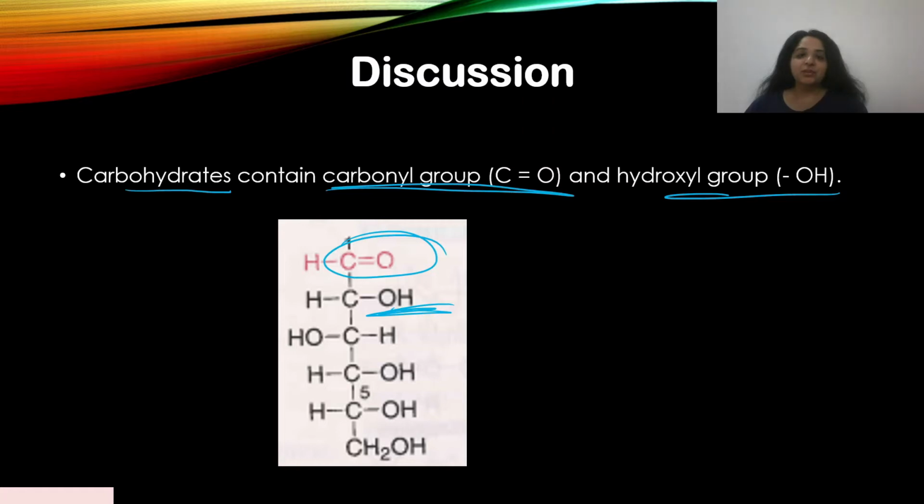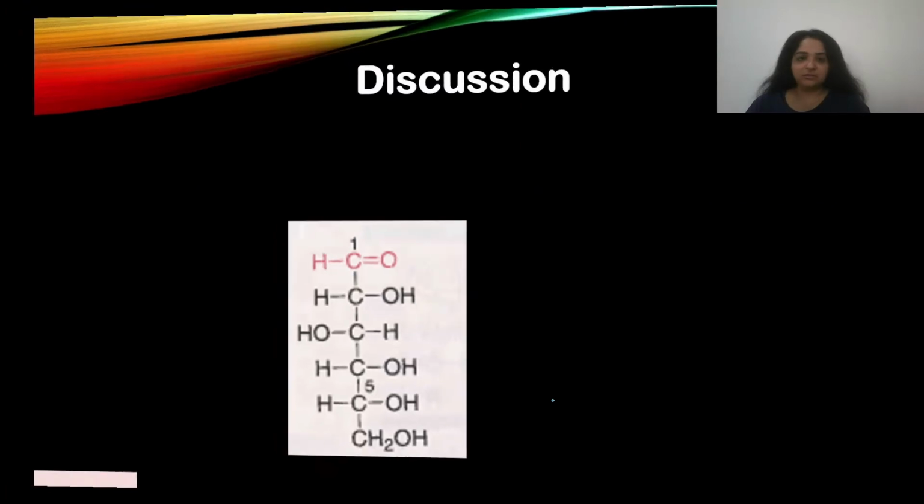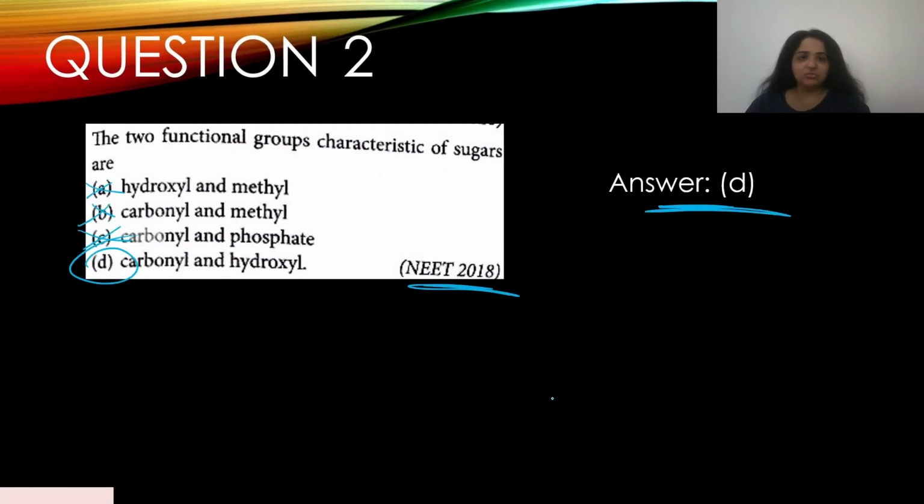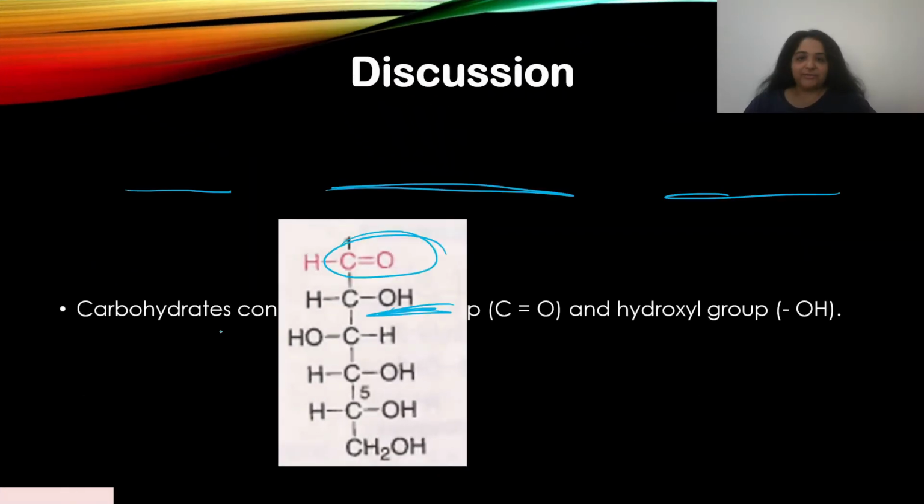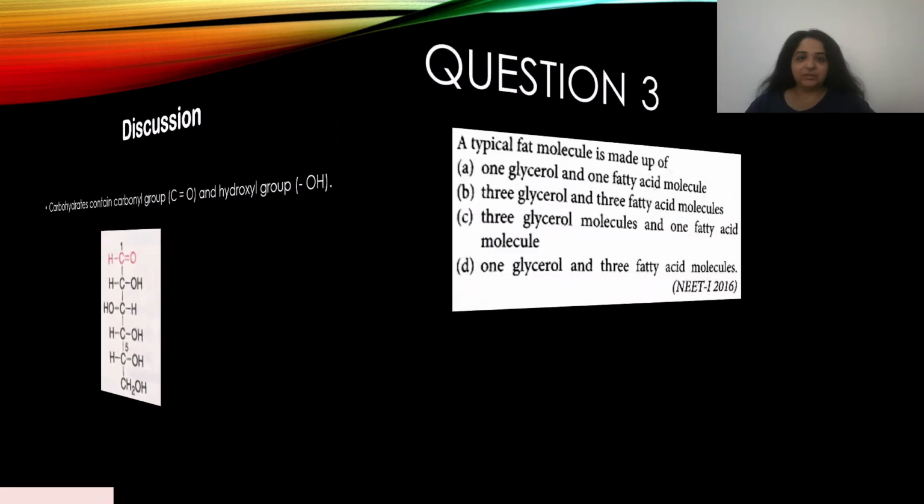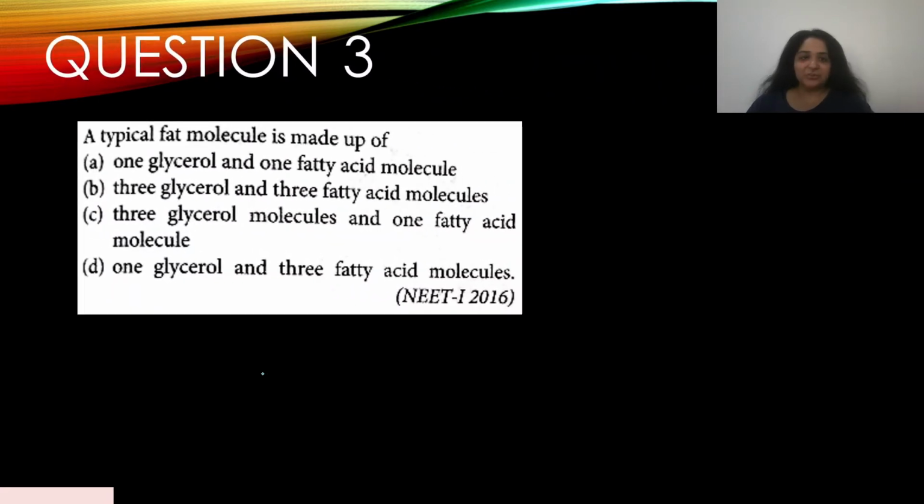All right. So this is the answer. I guess we've answered the question. Two functional groups characteristic of sugar, carbonyl and hydroxyl. Right, let's move on. Till now we've got very direct, easy questions.